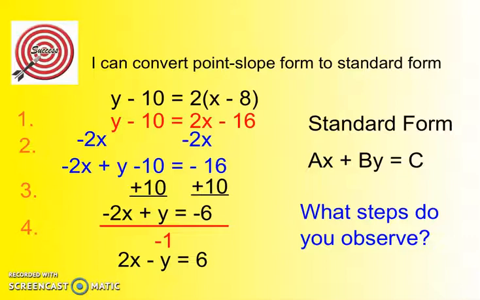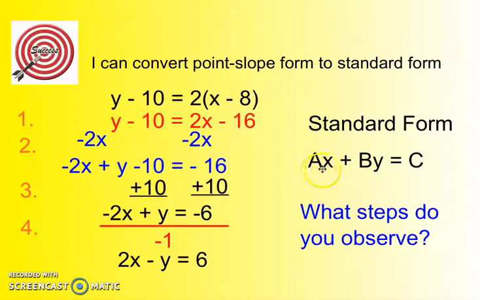First of all, let's talk about what is standard form. Well, standard form looks like this. We have a number in front of x, so a coefficient in front of x, plus another coefficient in front of y, equals another number that stands alone. Remember, x stands for an x coordinate on a line, and y stands for a y coordinate on a line.